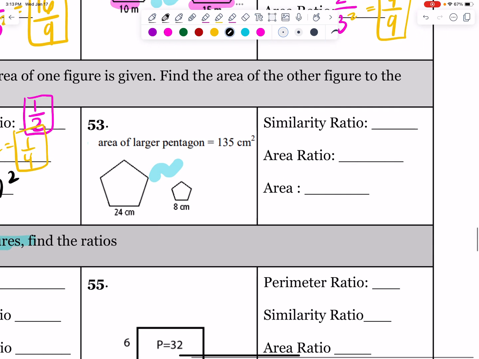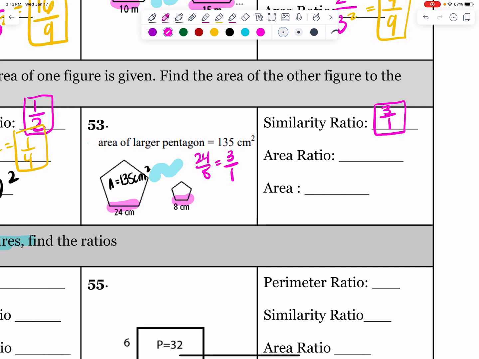With this, we have the area of the larger pentagon this time. Area equals 135 centimeters squared. So we're going to want to find the area of the smaller figure. So let's first find the similarity ratio. We're given a side of this pentagon, so 24 over 8. 24 over 8 is going to reduce to 3 over 1. So that is my similarity ratio as well as my perimeter ratio, but they did not ask for that.